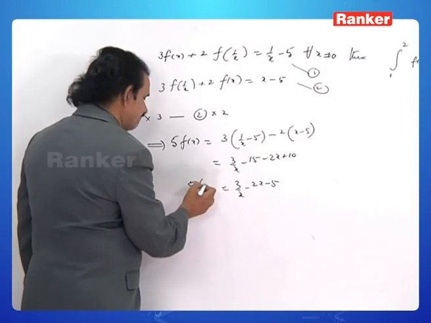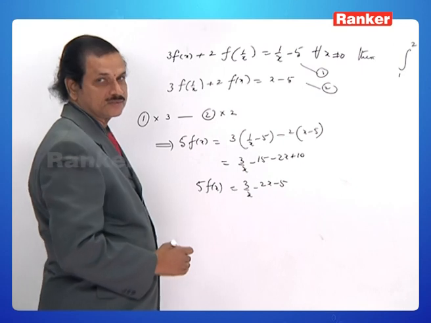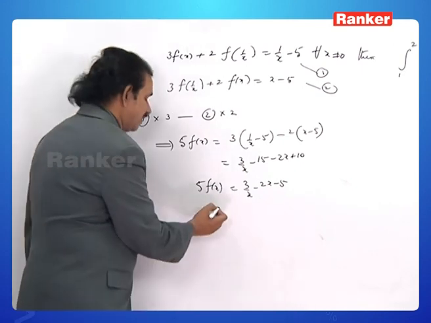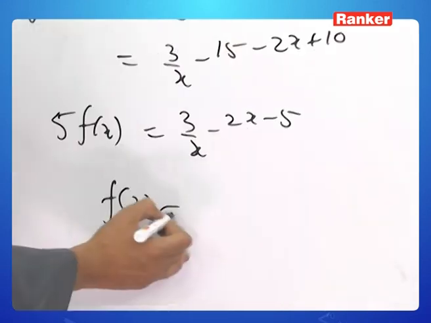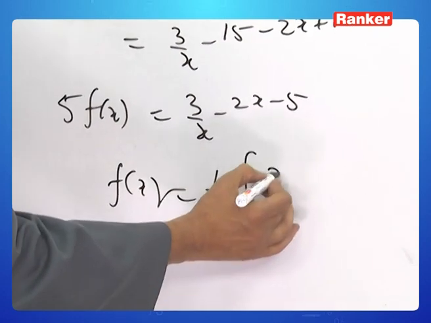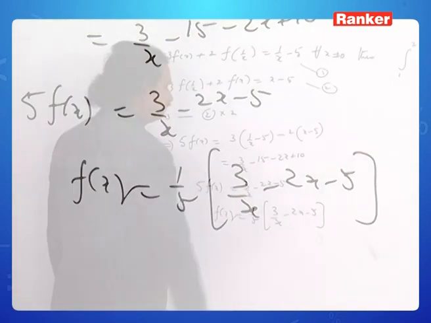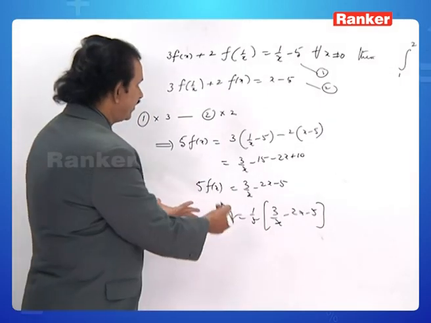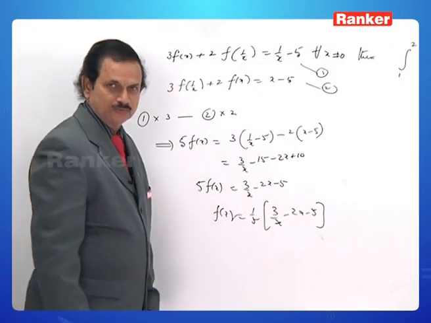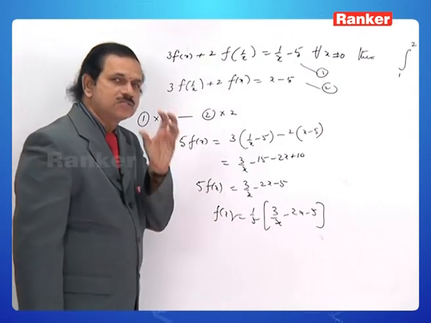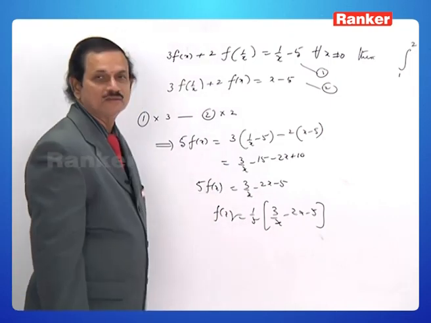What is this? Is it f of x? No, 5 into f of x. Therefore, f of x is equal to 1 by 5 into 3 by x minus 2x minus 5. Now you integrate this between the limits 1 to 2. The only thing which looks new here is this.